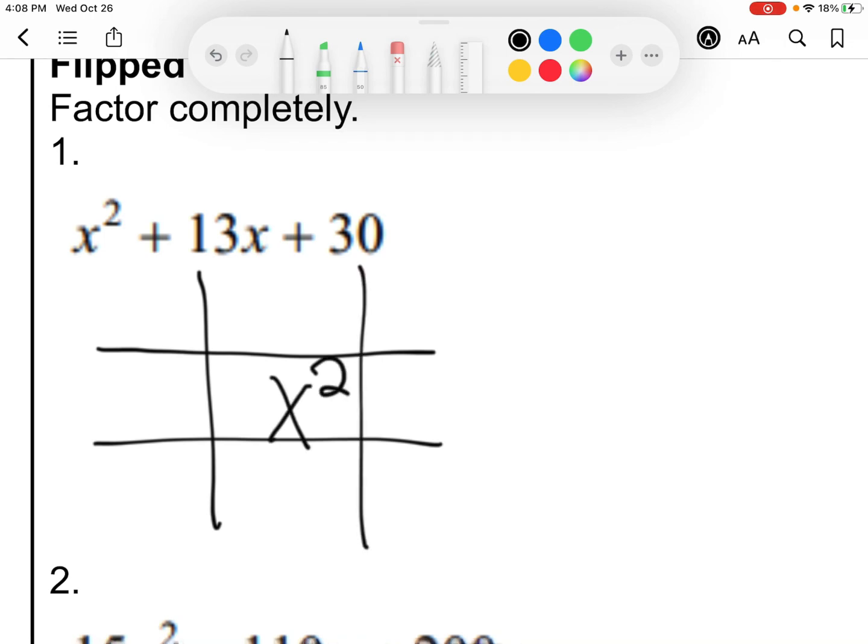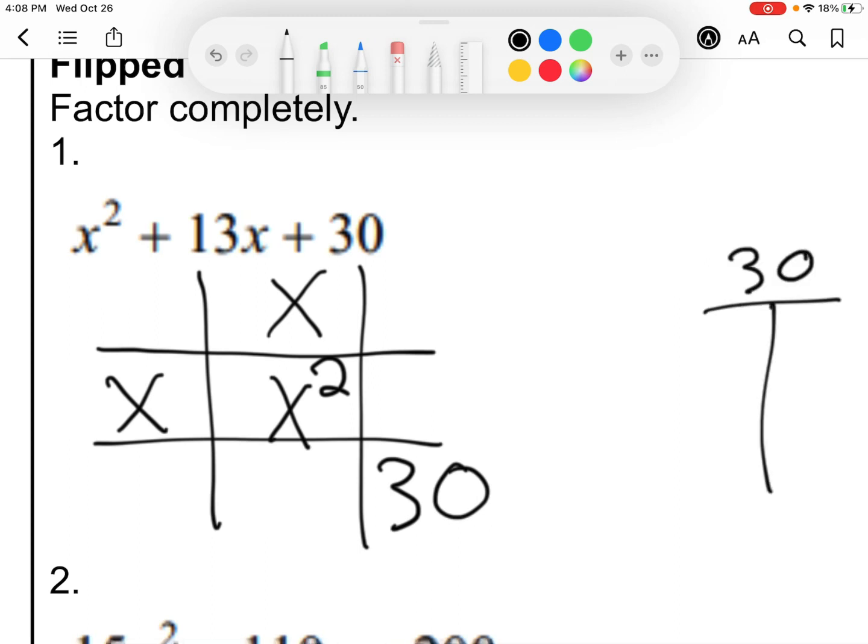We're going to create our box. We've got x squared and our c. So I know I'm going to have x and x. So I'm going to look at some of the factors of 30. So I can go 1 and 30, I can go 2 and 15, I can keep going.